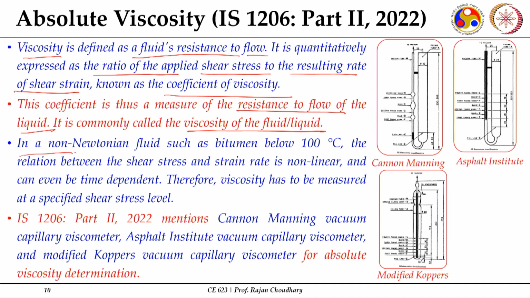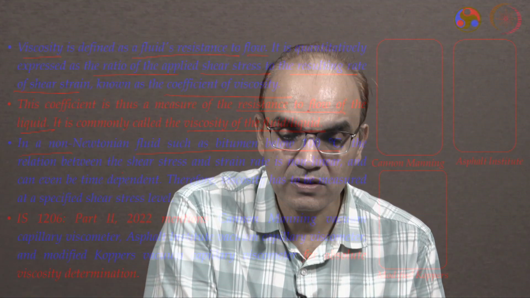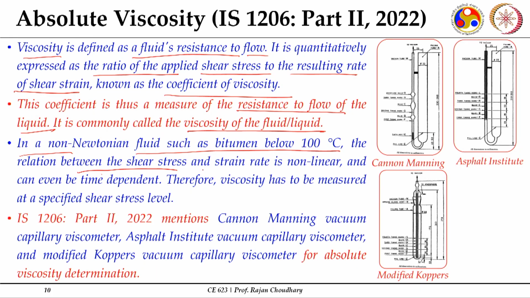In a non-Newtonian fluid such as bitumen, specifically at temperatures lower than 100, it behaves as a non-Newtonian fluid. And what is that? The relationship between the shear stress and strain rate is non-linear. So, you do not have a constant viscosity. That is why you have to define the temperature and you have to define the shear loading conditions to measure your absolute viscosity at a particular temperature.